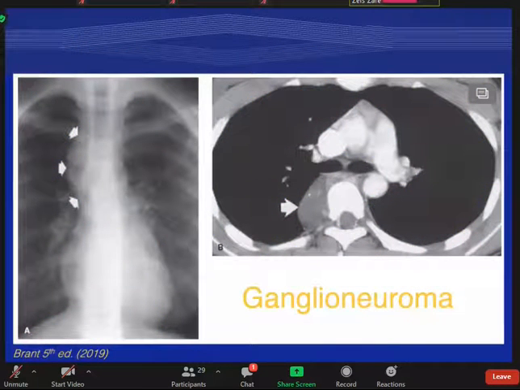This is a PA radiograph of a 15-year-old female revealing an oval vertically oriented right-sided mediastinal mass, the arrows. Contrast-enhanced CT shows low attenuation posterior mediastinal mass with calcification. This was surgically proven to be ganglioneuroma.